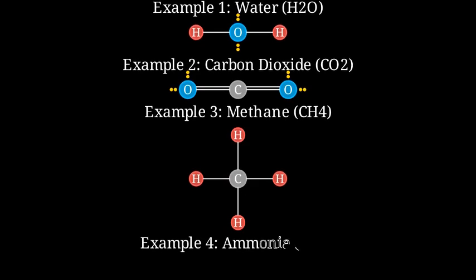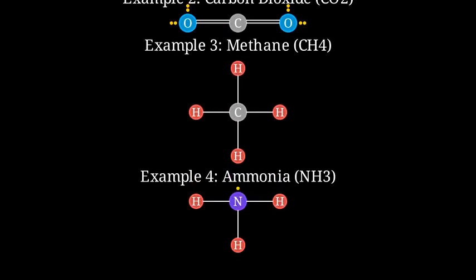Example 4, ammonia, NH3. Total valence electrons are 8. Nitrogen goes in the center with 3 single bonds to hydrogen. We then place the remaining 2 electrons as a lone pair on nitrogen.